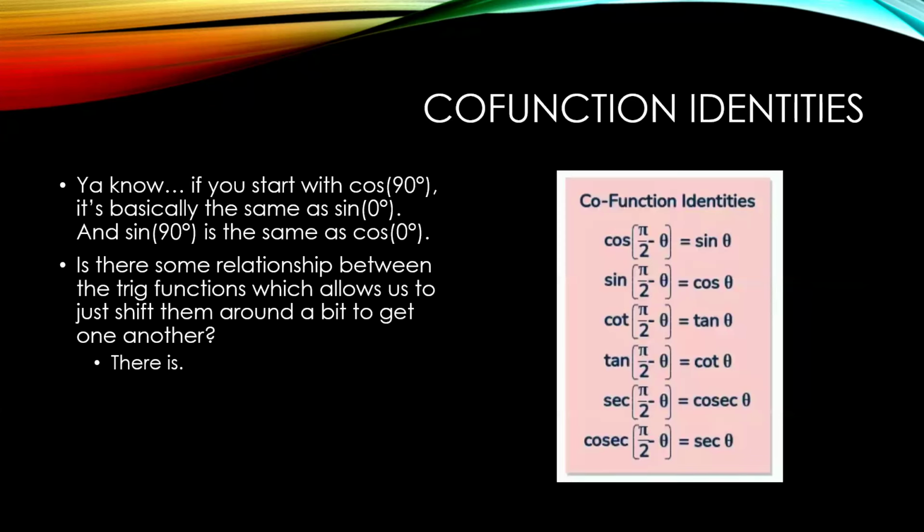Another option is, what if we want to turn cosine into sine or sine into cosine? We have a way of doing that. What if we want to turn cotangent into tangent or tangent into cotangent? We can do that. Same with secant and cosecant. We can go back and forth between these functions whenever we want.